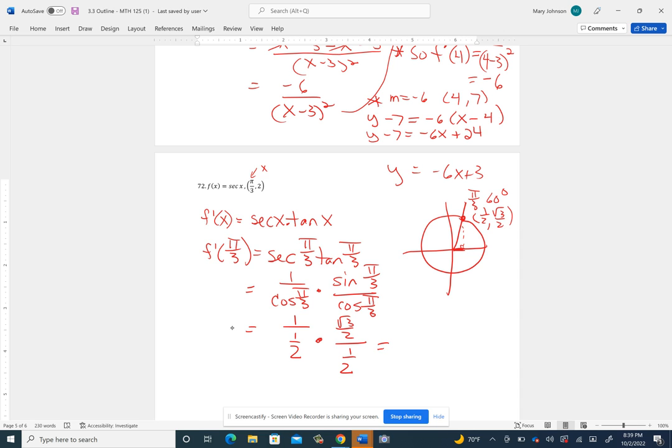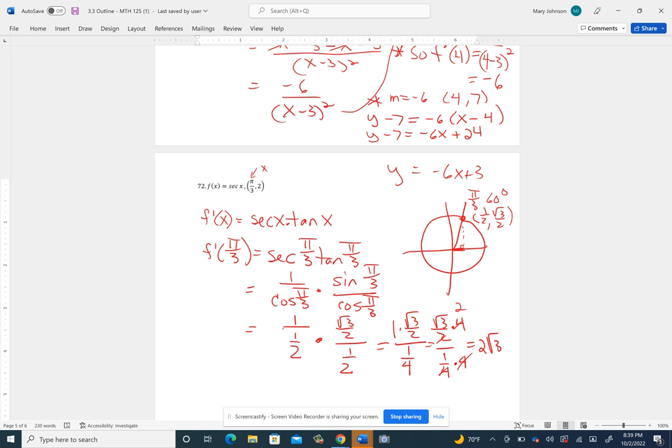So fractions, the way they work, you multiply straight across. So it's really 1 times the square root of 3 over 2 over 1/2 times 1/2, which would be 1/4. So really what I have is square root of 3 over 2 over 1/4. I'd like to clean that up a little bit, so I'm going to multiply by the least common denominator because that'll knock out that denominator, and 2 goes into 4 twice, and I wind up with 2 square root of 3.